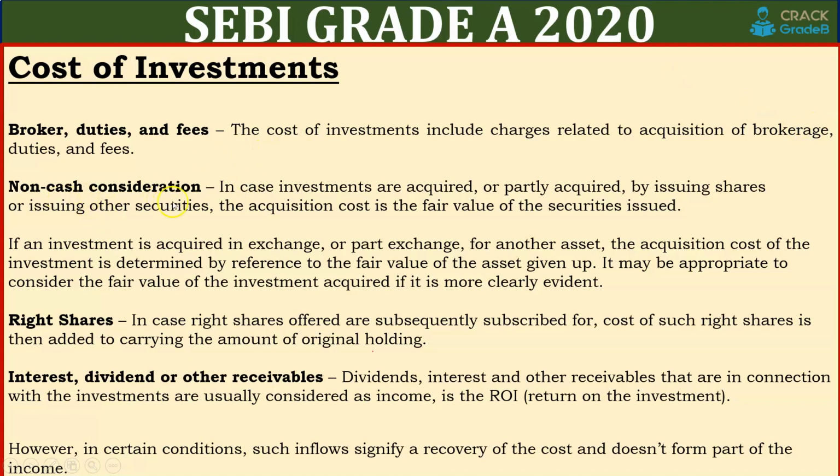Then we have the non-cash consideration. So in case investments are acquired or partly acquired by issuing the shares or issuing other securities, the acquisition cost is the fair value of the securities issued. Now, in the first part we paid a cash consideration, but in the second part it is a non-cash consideration. Why? Because we are acquiring the investments by issuing other security. And at that time what happens, the acquisition cost will be the fair value of securities issued. So we are kind of exchanging the security for other security.